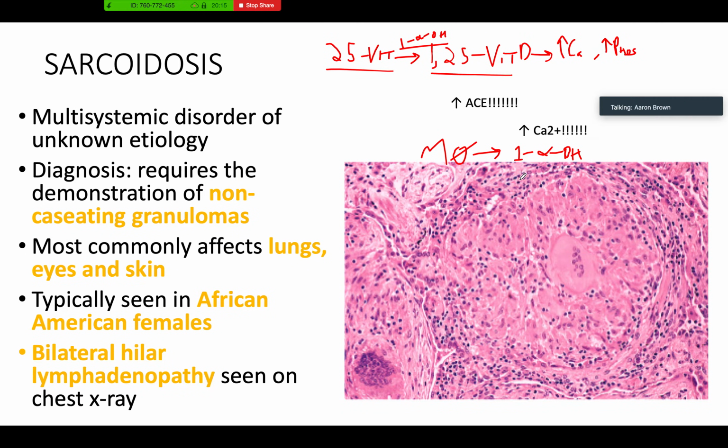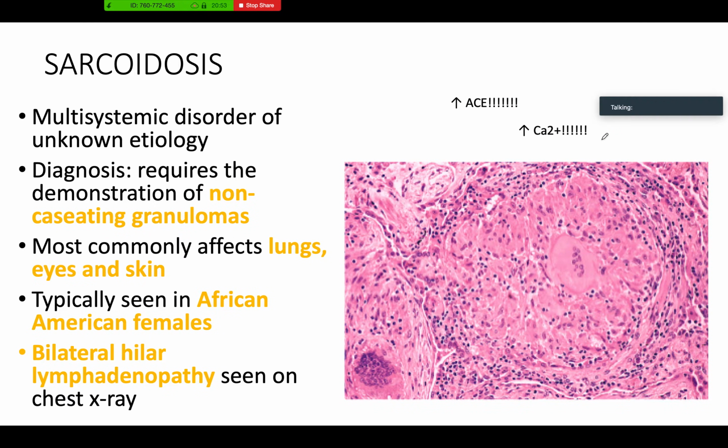Now, what I just told you a moment ago is that macrophages have this enzyme inside of them. And when these macrophages get together, they start secreting this enzyme like wild. So what's going to end up happening is you're going to have a huge elevation in your level of vitamin D. Okay, huge elevation in vitamin D equals a huge elevation in calcium. Okay, so patients with sarcoidosis, what do we look for in labs? We test for angiotensin converting enzyme, and we want to look for those calcium levels and make sure they're not too high. Okay?